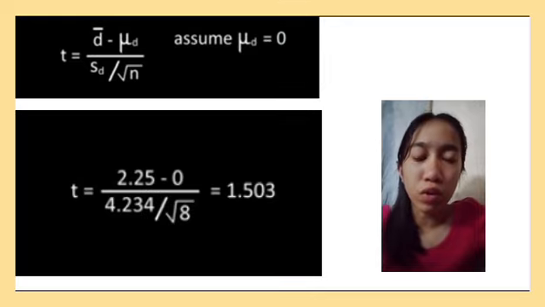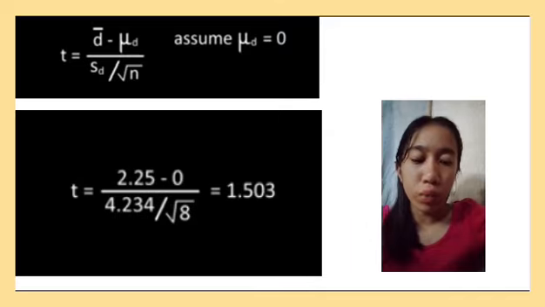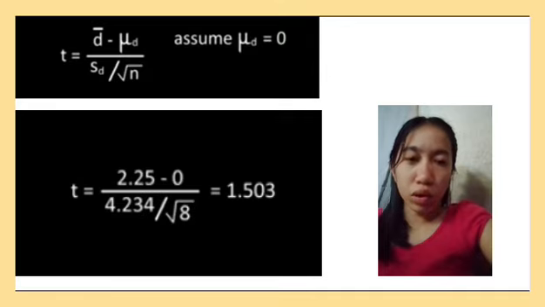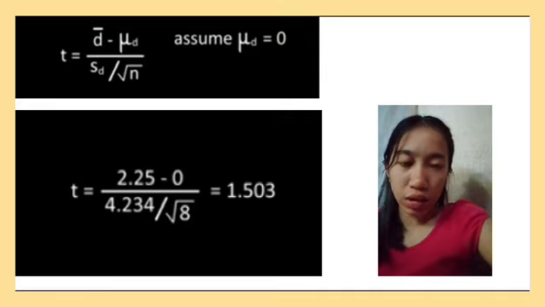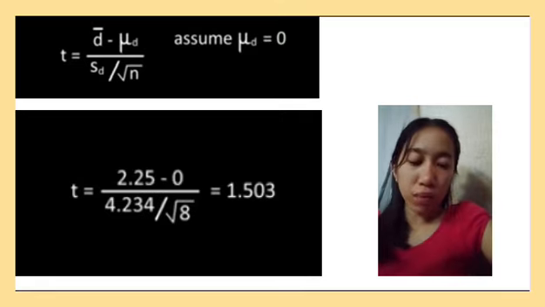Now that we have the value of D-bar and the SD, or the standard deviation, we can compute the standard test statistic, assuming that the hypothesized mean is equal to 0. Let's substitute the value of D-bar, which is 2.25 minus 0, all over the standard deviation, which is 4.234, divided by the square root of n, which is 8. So the value of t is equal to 1.503.